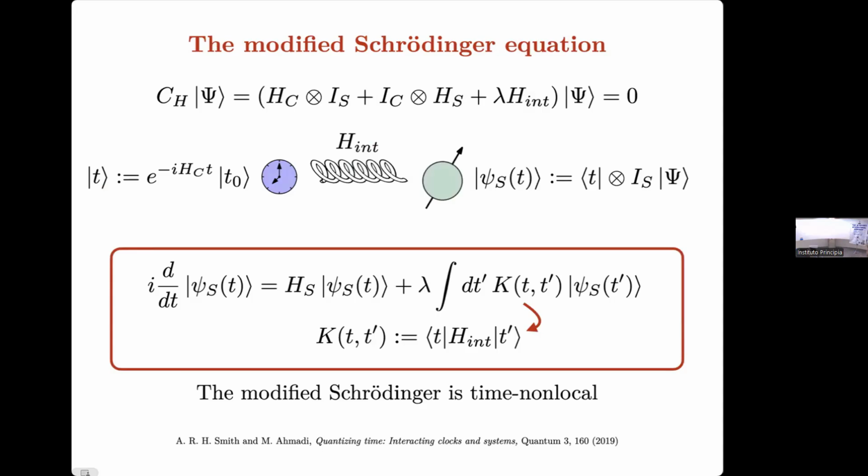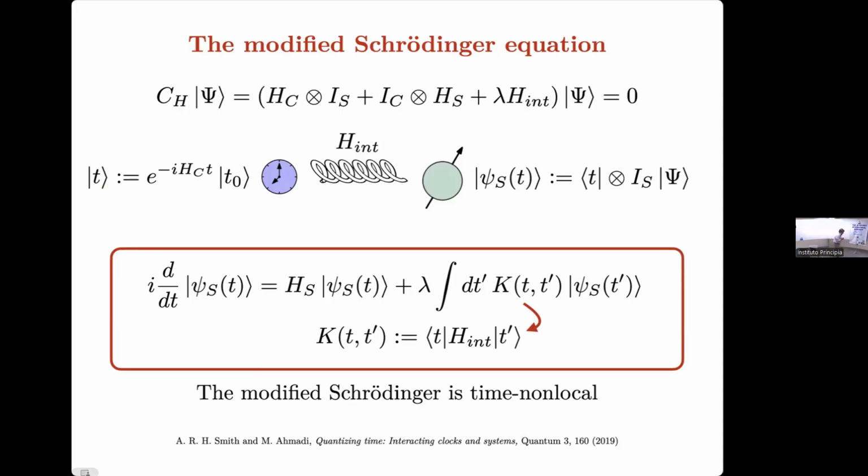You can see if you turn the interaction off, this term goes away, and you just get the usual Schrodinger equation. But now what you get is the Schrodinger equation becomes this integral differential equation with this kernel that depends on the interaction. It's non-local in time in the sense that the time derivative here at some time t depends on the entire history. This is an integral over all t. So that's maybe a little strange.